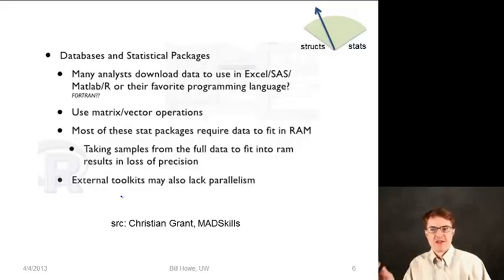this is what they're doing now. They're downloading data to use in their favorite statistical package, frequently under the assumption that, well, of course I have to, right? Of course that's the only thing that could possibly express this. Well, look, most of these stat packages, the first thing that you'll do is read the data off of disk and load it into memory, and then start calling functions on it.